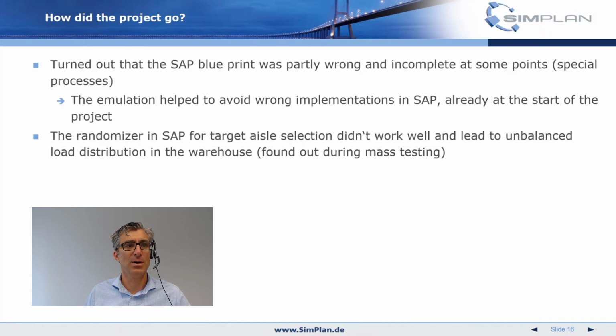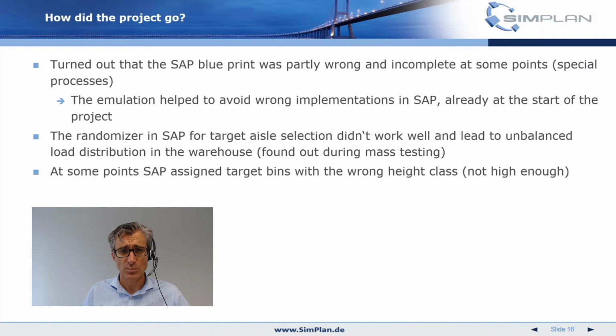the project team. Then during the mass testing, it was found out that the randomizer for the yield target selection didn't work very well, which led to an unbalanced load distribution in the warehouse. This is something which you do not want to have, because you want your SKU spread overall the warehouse. So that needed corrections in the SAP system.